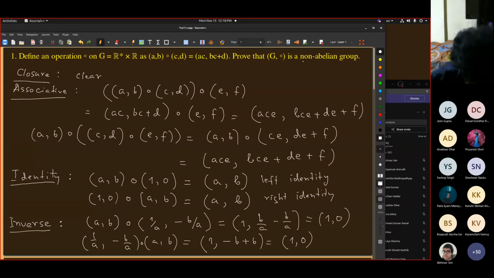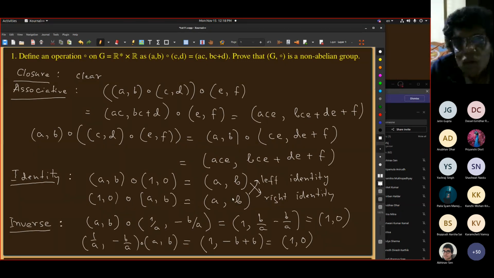Only thing now we have to show is that it is not abelian. Excuse me, sir, in the identity, should the left and right identity be reversed? Oh, I wrote it the wrong way, right? Okay, this is right, this is left. So here also this is right inverse, this is left inverse. Okay, fine.